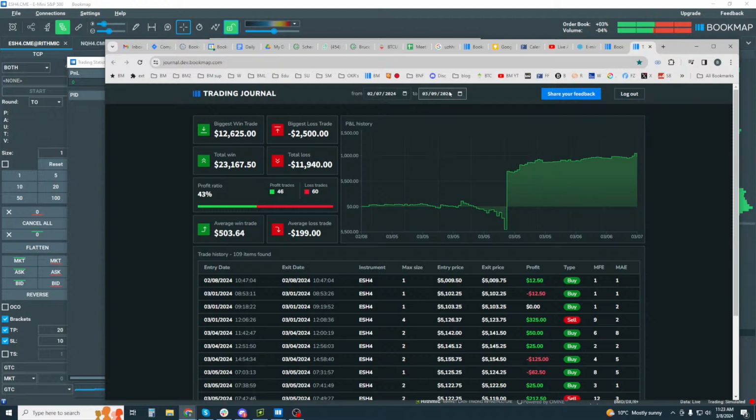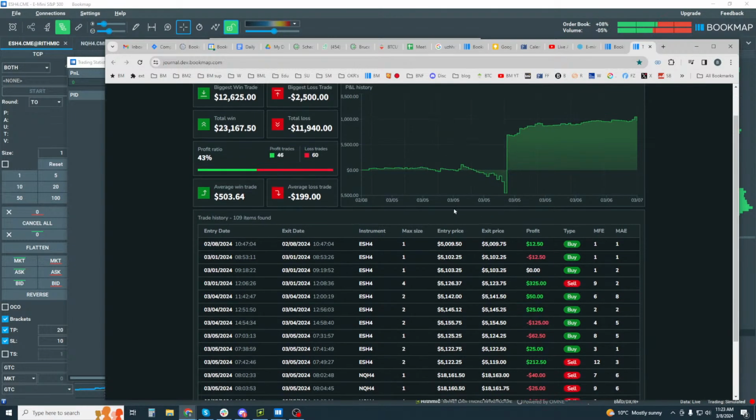Up here you can select the dates that you want. It shows your biggest winner, your biggest loser, your total wins, your total losses, your profit ratio. Look at this, pretty horrible. Well, it's not horrible. It depends on your trading style. But I'm a winner 43% of the time. I'm a loser 57% of the time. But I'm taking small losses.